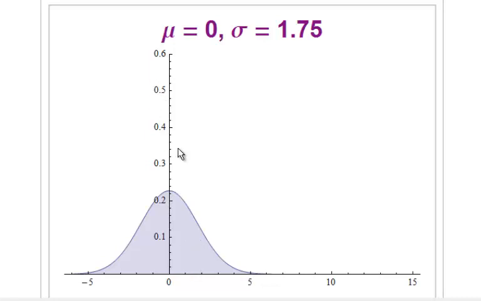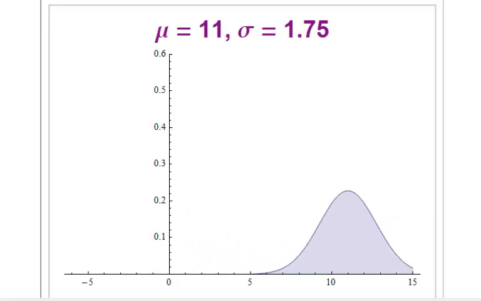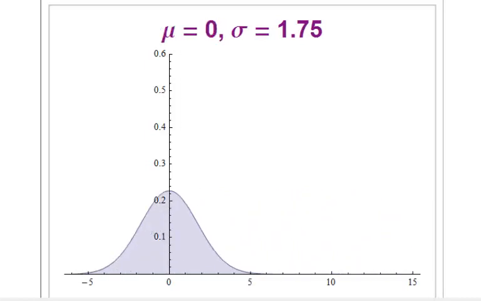Normal distributions are described by two parameters, the mean mu, which again is the center of the distribution, and the standard deviation sigma, which affects the spread of the distribution. So notice as we change the mean, the center of the distribution shifts, but the overall shape is the same for the same values of sigma.